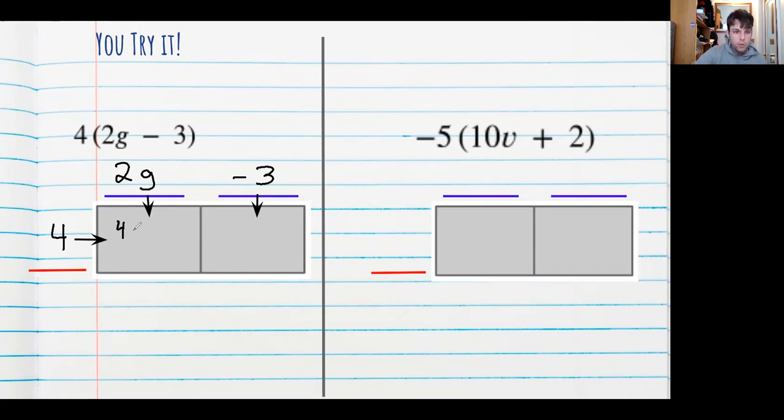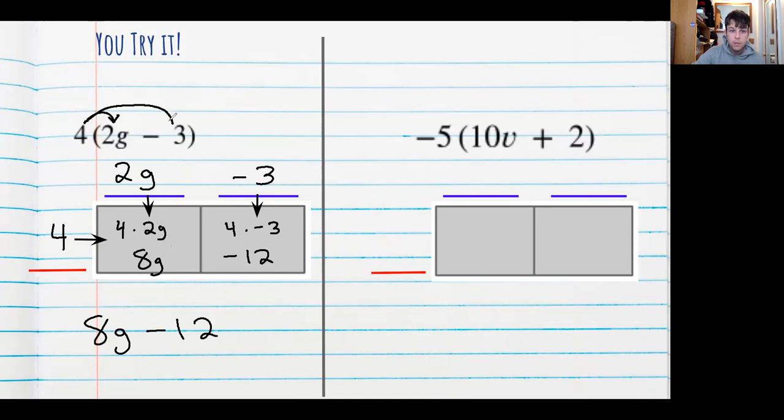So I'll write this all out. 4 times 2g, that's 4 times 2 is 8g. And then 4 times minus 3. That's going to be a negative. It's going to be negative 12. So our answer here, 8g minus 12. Pretty easy. Again, you probably have some comfort already looking at this and doing it this way and getting the same answer. I want you to get comfortable with this area model. Okay, this area model is going to help us do some things that this distributing just can't do.